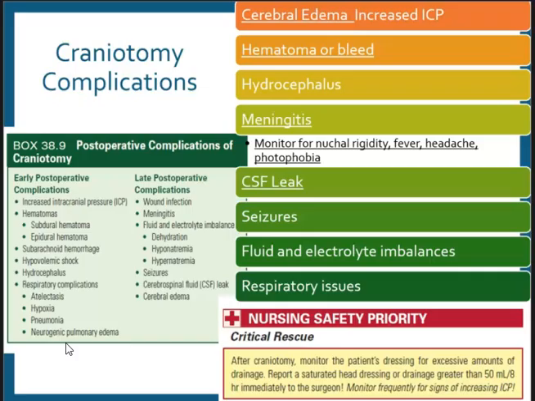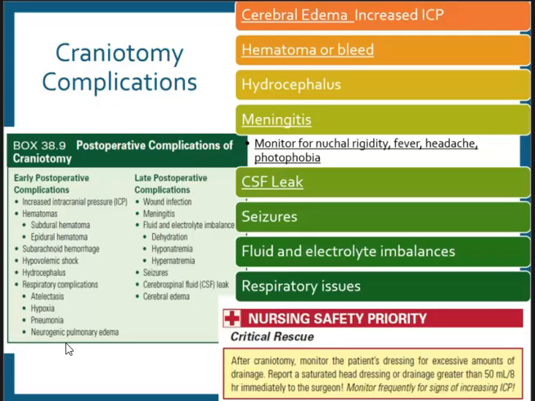So your craniotomy complications. They had surgery. The neurosurgeon was messing with all those tissues. What are they going to have? They could get infection. They could have inflammation. So cerebral edema. They can have a bleed, hematoma, hydrocephalus, meningitis. So the meninges are inflamed.